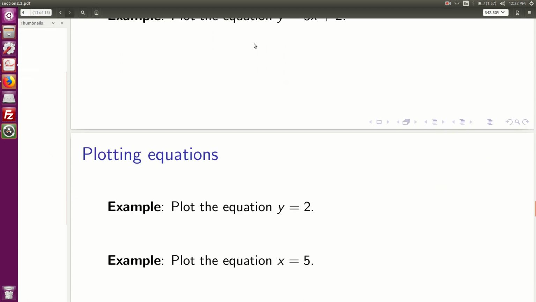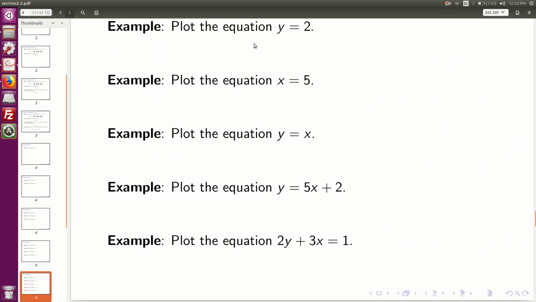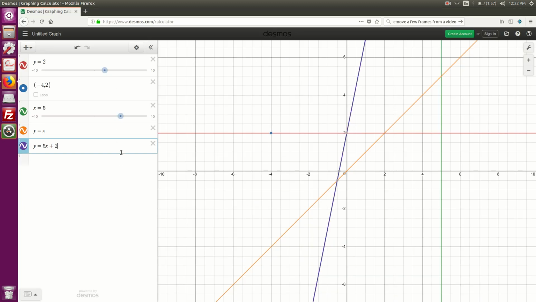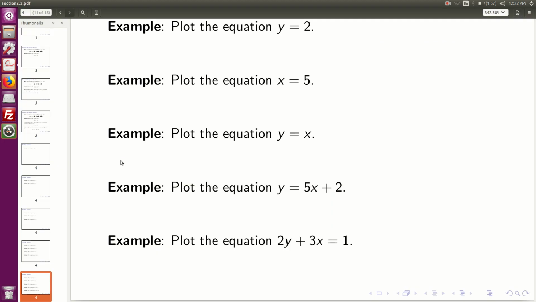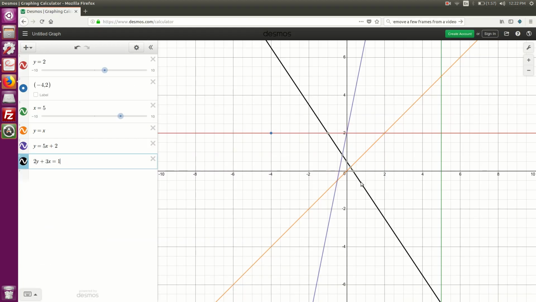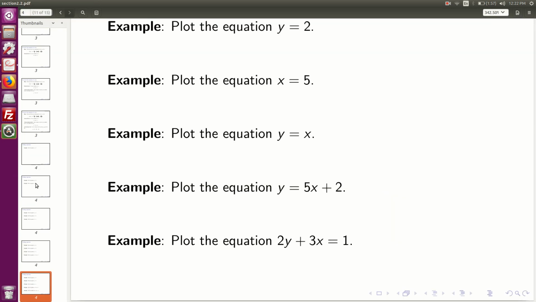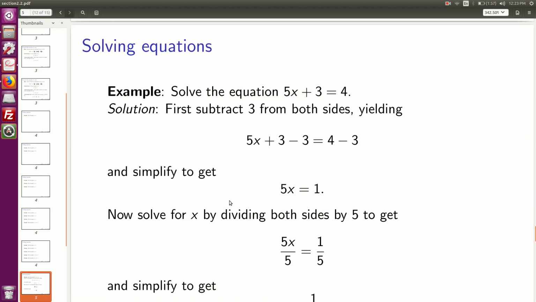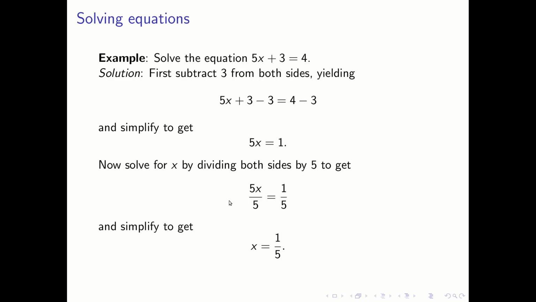So plotting is easy. Now we can also input these things not of the form y equals. Desmos doesn't care. So if I do 2y plus 3x equals 1, okay, it works just fine. Now I could rearrange this and get y equals if I wanted to, but what's the point? So that's plotting. Now solving equations is a whole other matter.